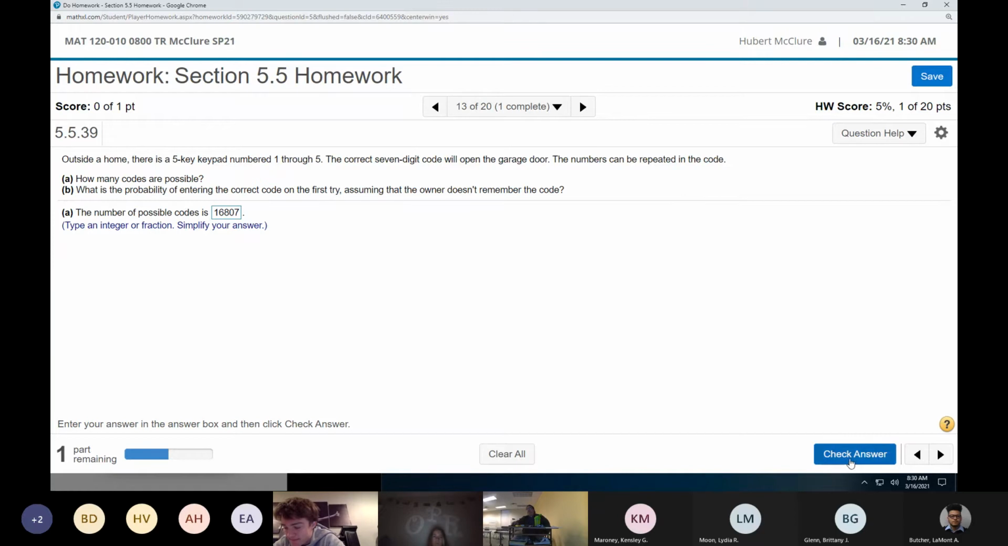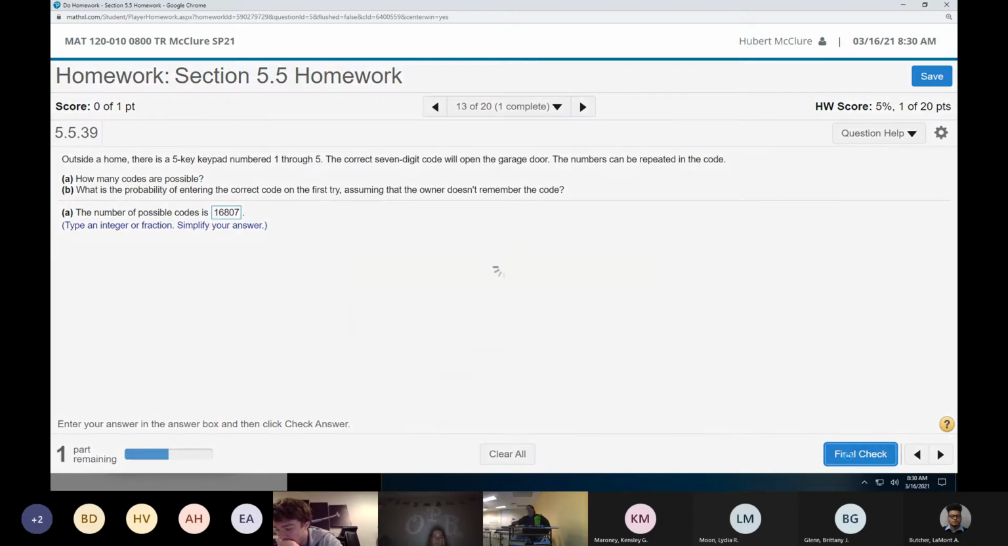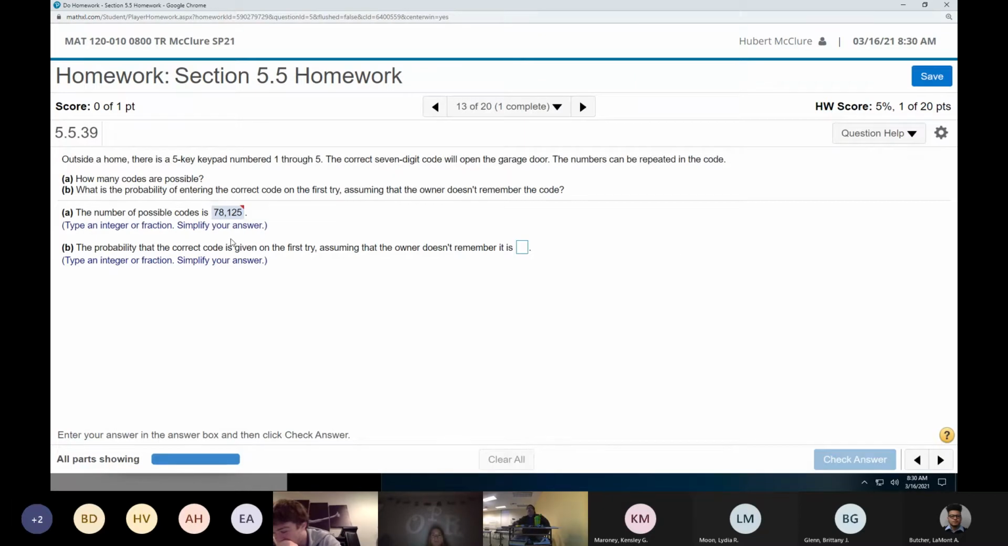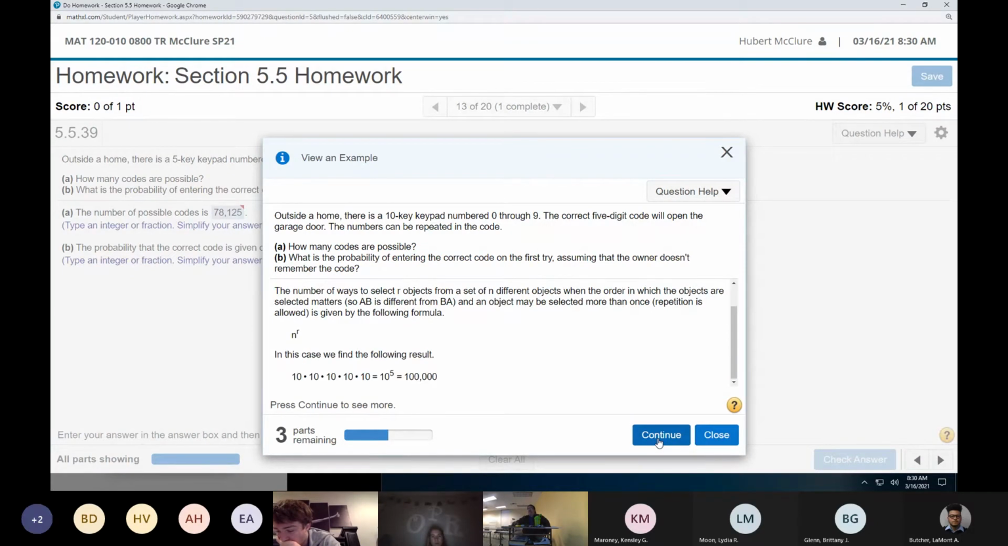Uh-oh, I got it wrong. They must have used something else. I have no idea what they did unless they did factorial. Let me see what they did. N to the R. That's what I did, except they did 0 through 9.